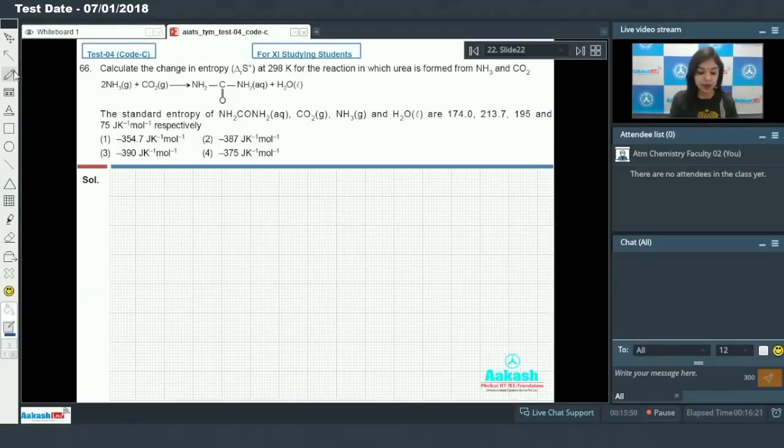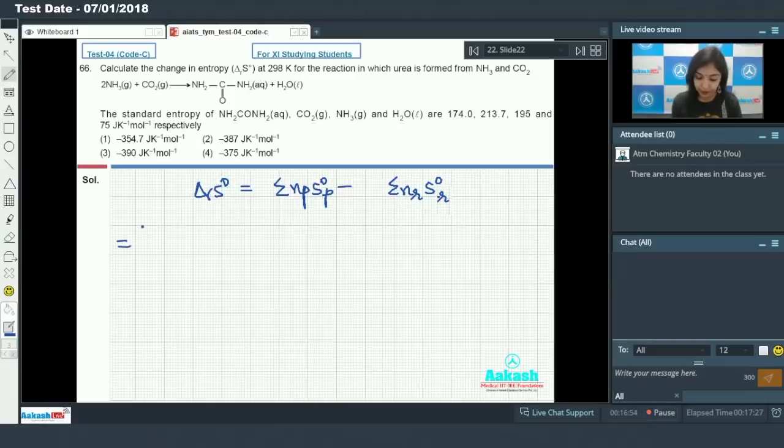Question number 66 says: calculate the change in entropy at 298 Kelvin for the reaction in which urea is formed from ammonia and carbon dioxide, and you have been given the standard entropy of all the species. So the entropy change of the reaction is equal to the entropy of the products minus the entropy of the reactants, where NP and NR are the moles.